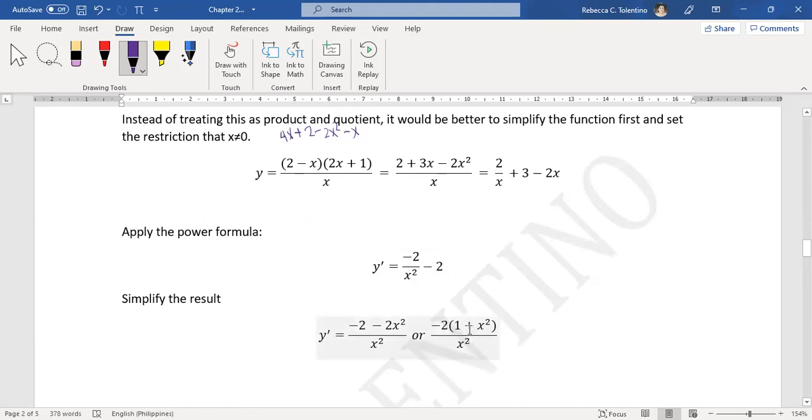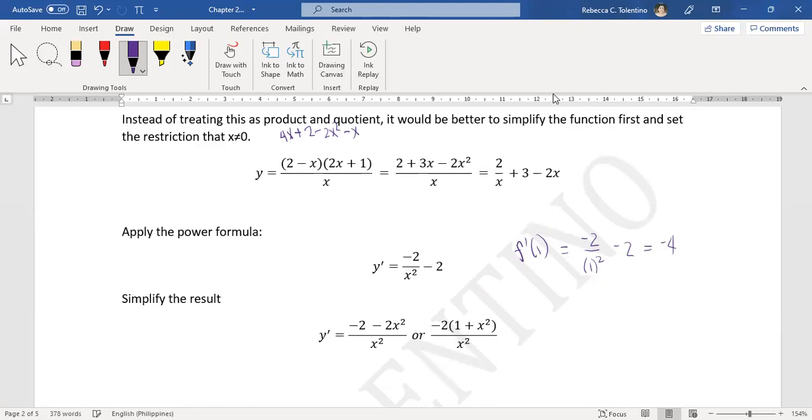Now, if you are differentiating at a specific value, say you are asked to find f prime of 1, you don't need to simplify. You can just simply plug in 1 in your y prime, so that it becomes minus 2 over 1 squared minus 2. So minus 2 over 1 is minus 2. Minus 2 minus 2 is minus 4. You don't have to simplify like this, because even if you do not simplify, you will still get the same answer.